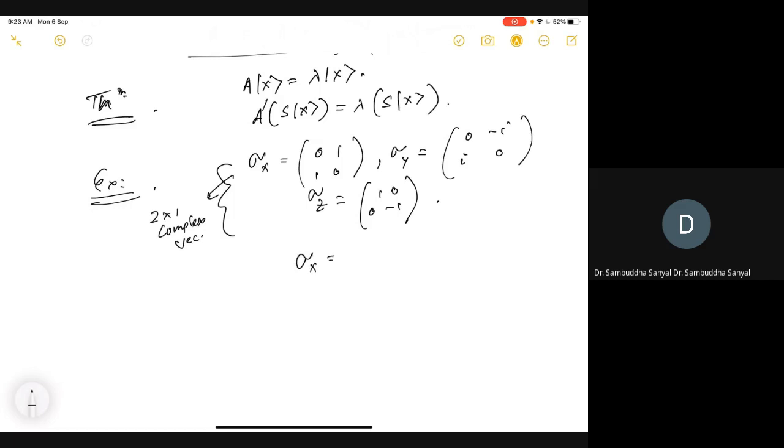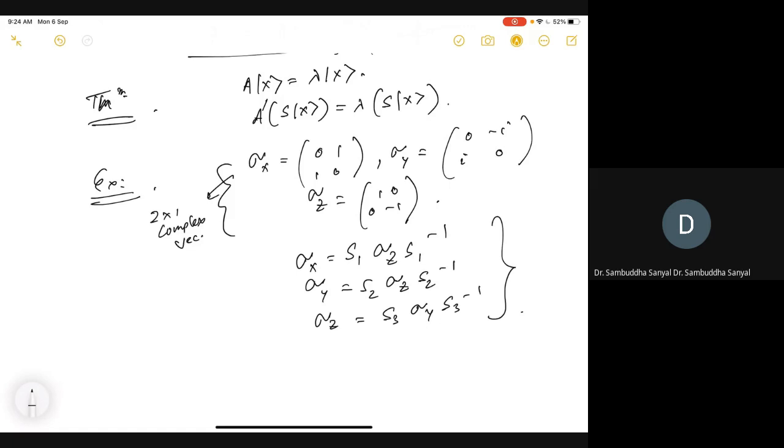which means sigma x is related by, let me call it some S1 sigma z S1 inverse, sigma y is S2 sigma z S2 inverse, and so on. I might be making some typo here and there, so you can check. And then you can also find the S which does that. So for example, S1 is 1 by root 2 times the matrix 1 1, 1 minus 1. S2 is 1 by root 2 times 1 i, 1, and it's also easy to find them.